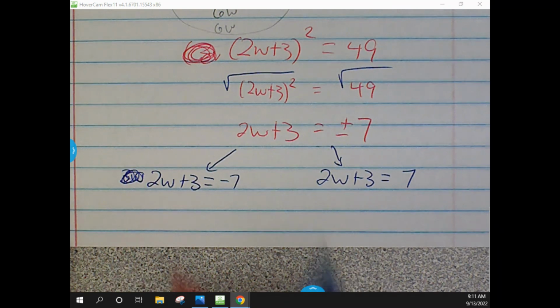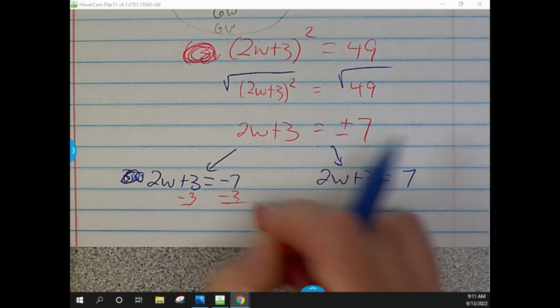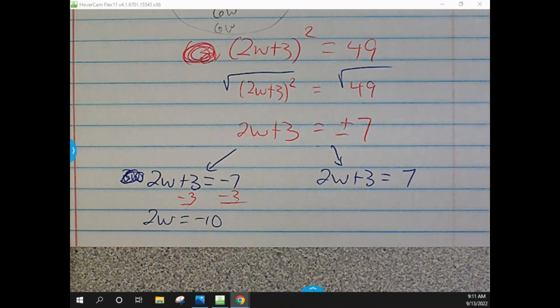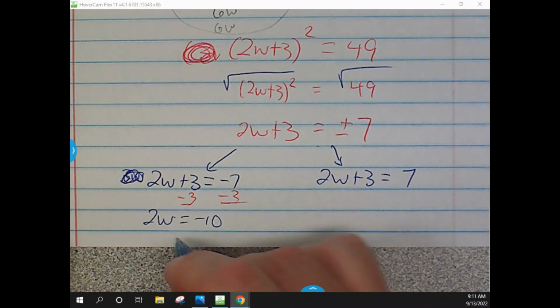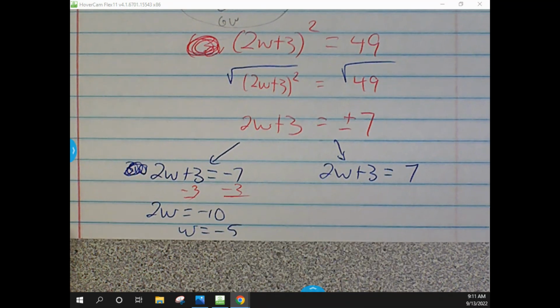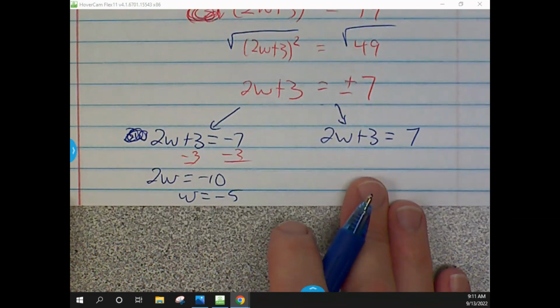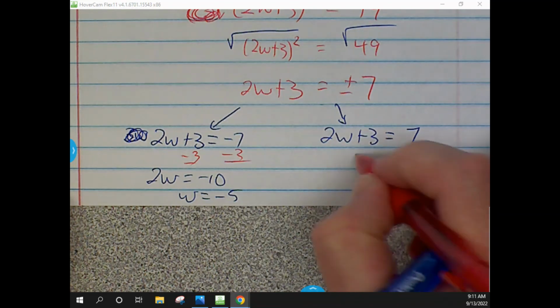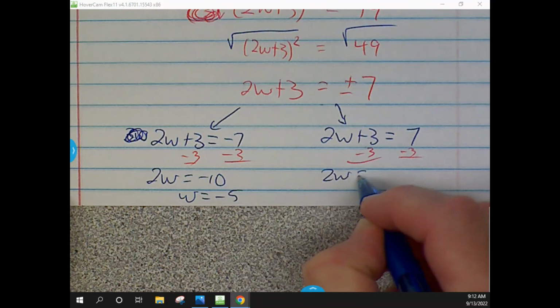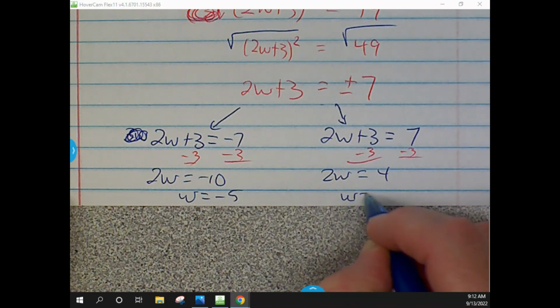Just have to see. Subtract 3 from both sides, and it's 2w equals negative 10. So this one comes out to be that w is negative 5. For this one, we subtract 3, 2w equals 4, so w would equal 2.